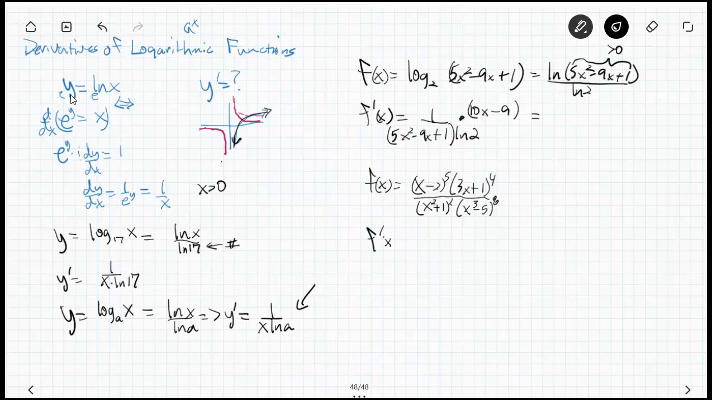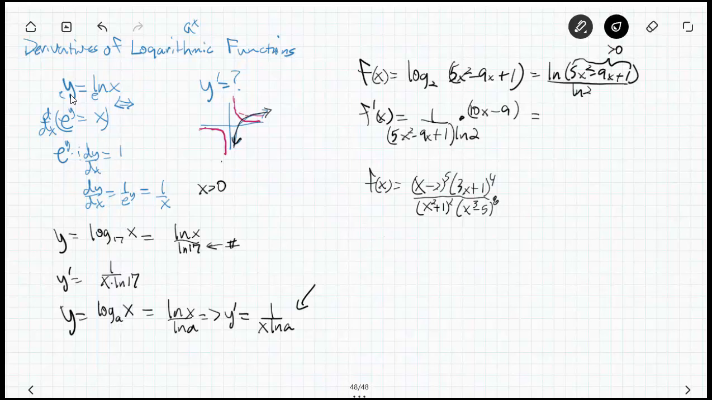F prime of x, right? I want to take that thing's derivative, all right? So I really got to think about this for a sec. This could be awful, right? Because look at everything that I would have to do. I have to take all kinds of derivatives. I got to take products. I got to take quotients. I have to do chain rules. This is going to be awful. However, watch this. This is the coolest part.